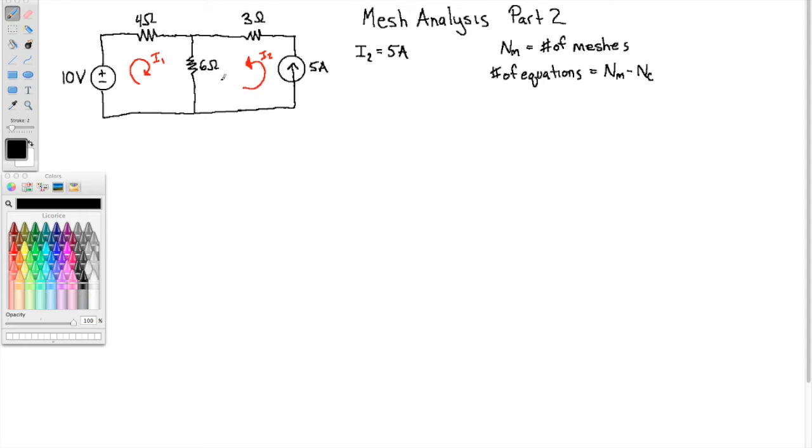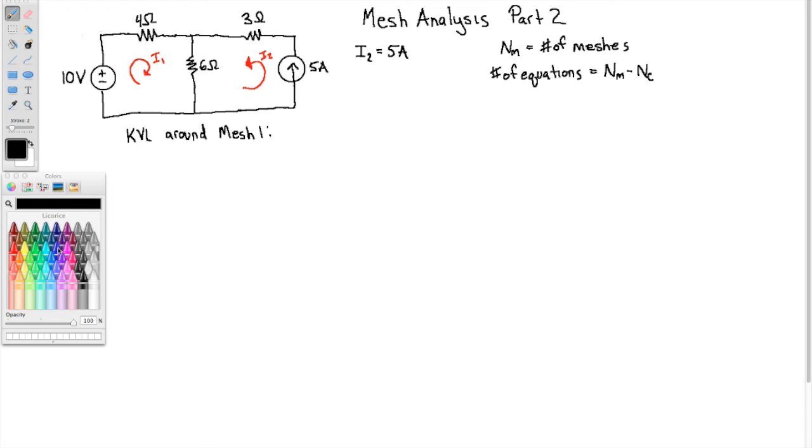Well, where do we get that equation? It's going to be around mesh 1, because I1 is the unknown. So let's do KVL around mesh 1. As always, I'll start at the top left of the mesh and work my way in the direction that I've chosen for I1. That is to say, I'll go clockwise.